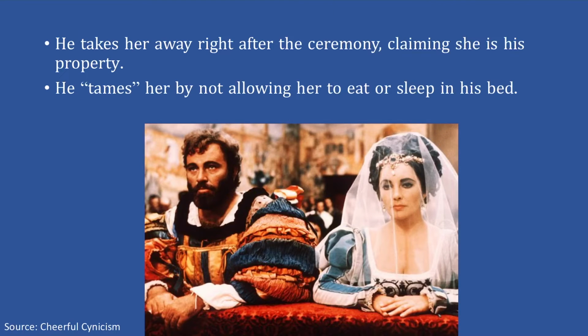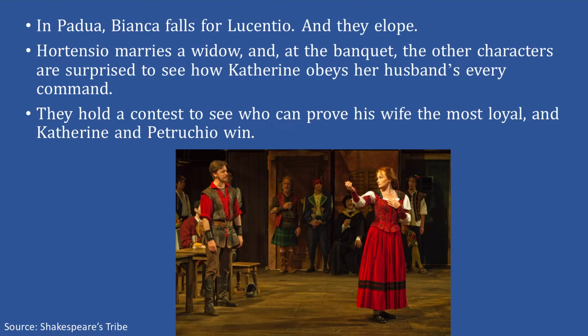Petruchio takes her away right after the marriage ceremony, claiming that she is his property, and he tames her by not allowing her to eat or sleep in his bed. In Padua, Bianca falls for Lucentio and they elope. Hortensio marries a widow, and at the banquet, the other characters are surprised to see how Catherine obeys her husband's every command. Remember, this is the older daughter who initially was unable to be married off because she was seen as a shrew, very impertinent, very disobedient.